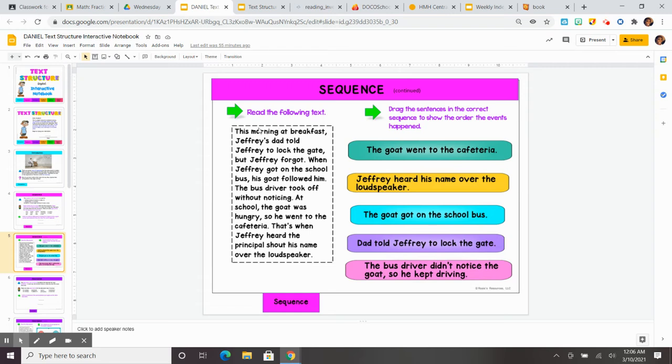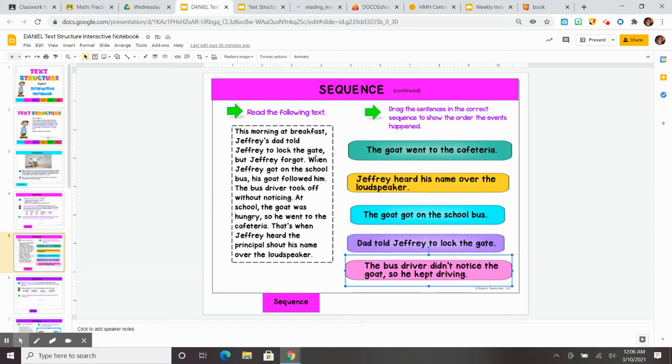All right, so here's our passage. This morning at breakfast, Jeffrey's dad told Jeffrey to lock the gate, but Jeffrey forgot. When Jeffrey got on the school bus, his goat followed him. The bus driver took off without noticing. At school, the goat was hungry, so he went to the cafeteria. That's when Jeffrey heard the principal shout his name over the loudspeaker. So here, you would take these pieces and you would place them in the order that they happened.